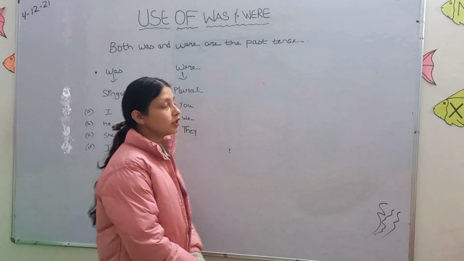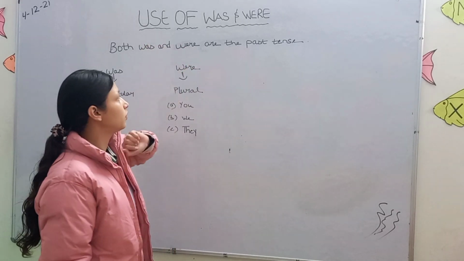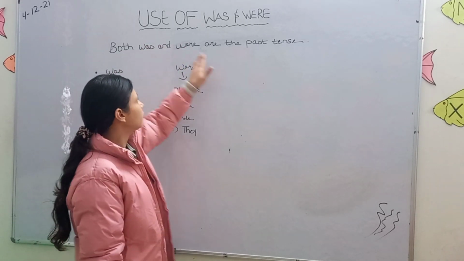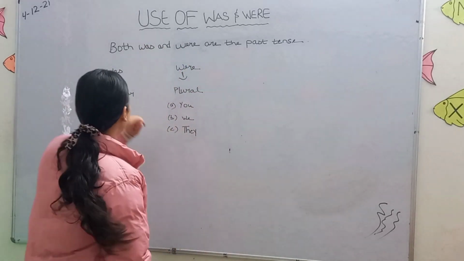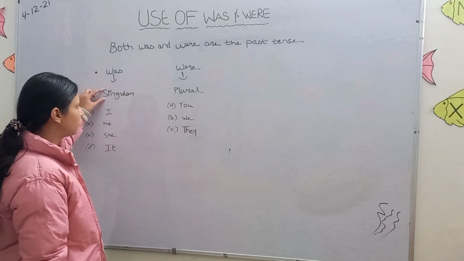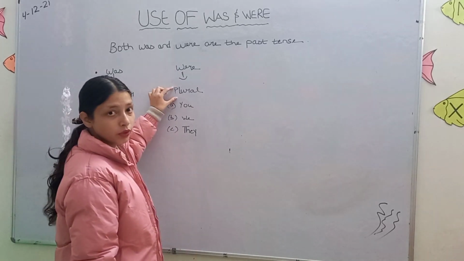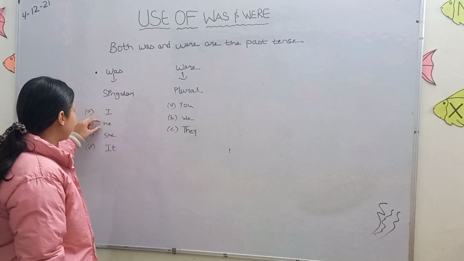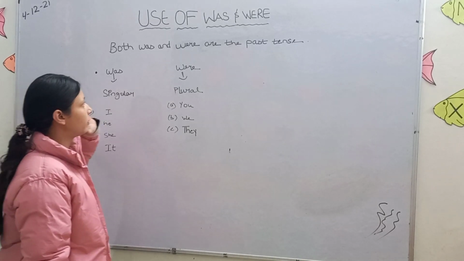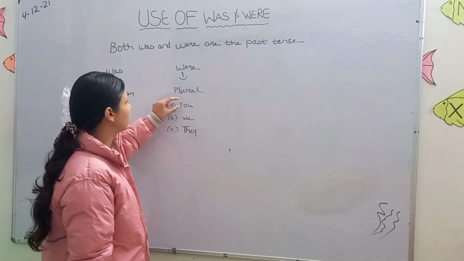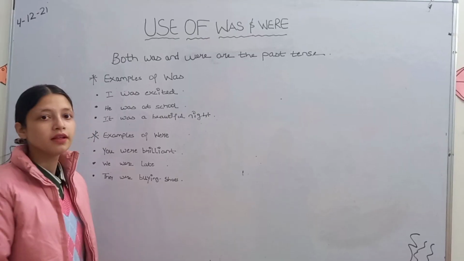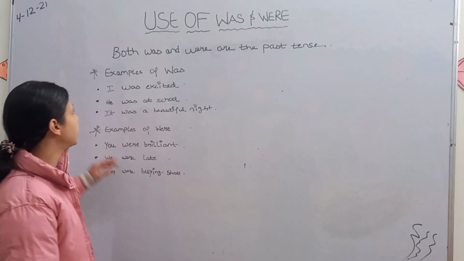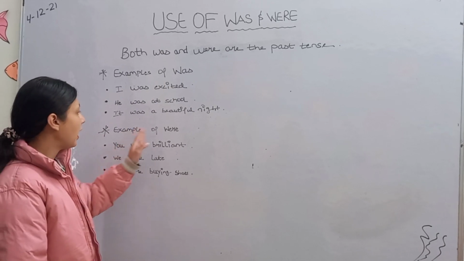So students, our today's topic is use of was and were. Both was and were are the past tense. Was is used for singular verb and were is used for plural verb. I, he, she, it use was, and were is used with you, we, they.